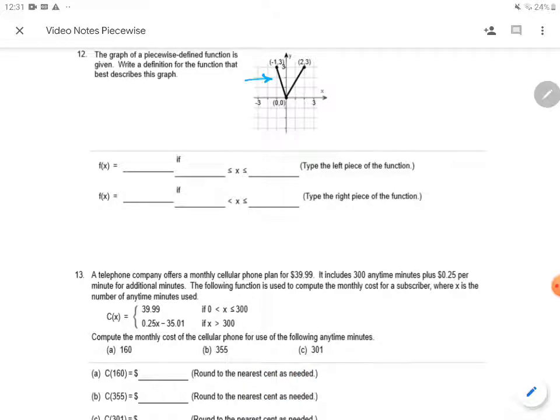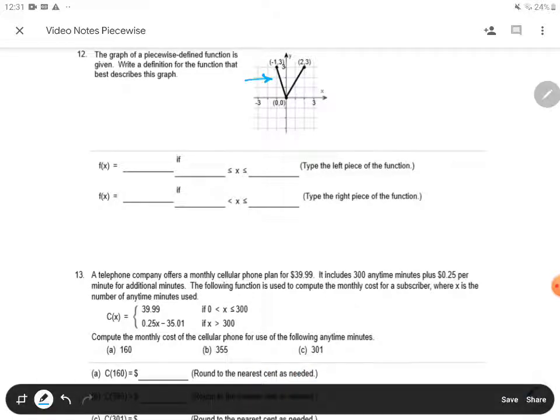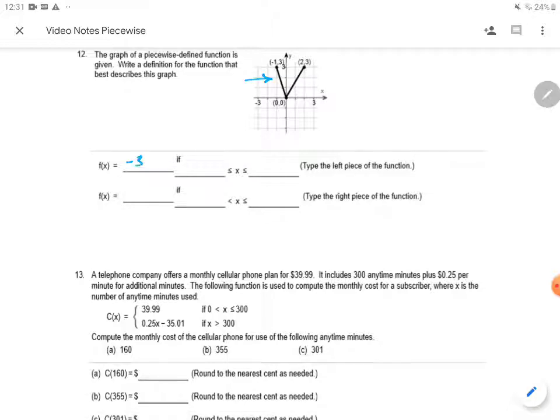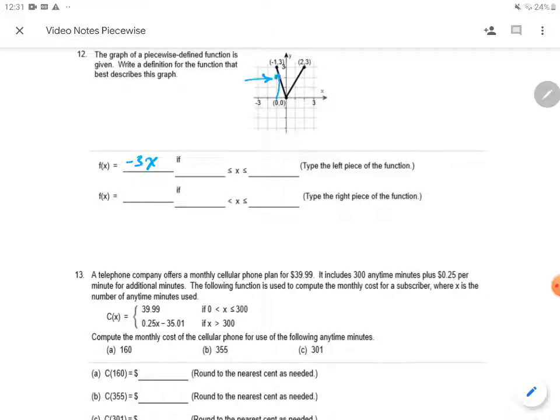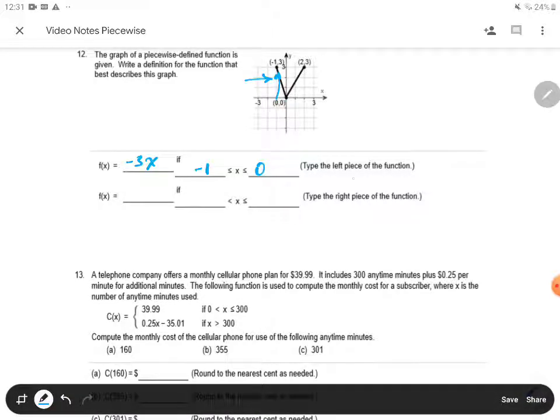So looking at the first function here, the slope is definitely rise over run, which is 3 over 1, and also it has a negative slope. It's coming down. So the slope is negative 3x, that is f of x. The intercept is 0, so I don't have to say plus 0. Now for what values is this valid? If you see the x value at this point is negative 1 to 0, isn't it? So from negative 1 to 0. Okay, that's the left piece of the function.